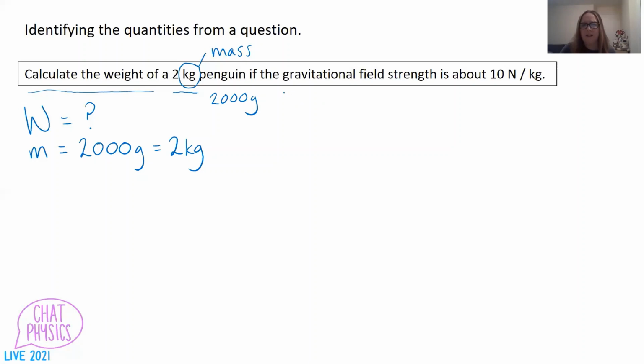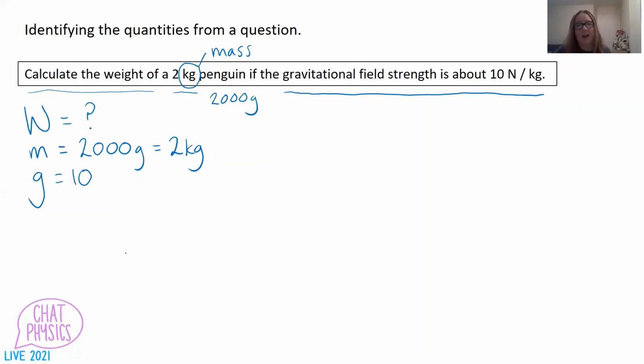Now lastly, it says the gravitational field strength is about 10. So I'm using quite simple values here just to get the point across. So gravitational field strength is about 10. I'm happy with my units, so I'm not going to worry too much about them.